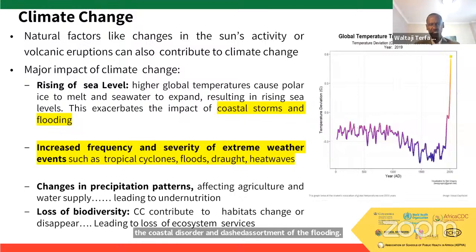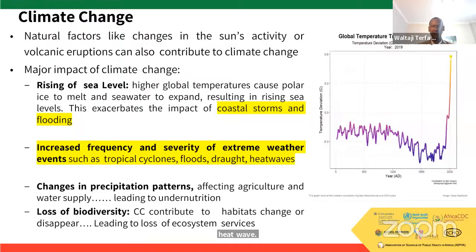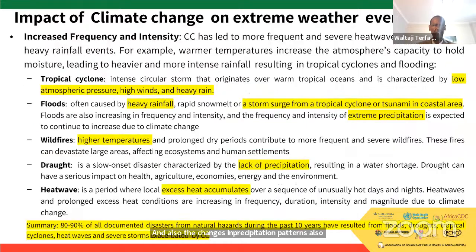And also the change in precipitation patterns affects the water supply and agriculture. The loss of biodiversity is all what is happening due to climate change and leads to extreme weather events.